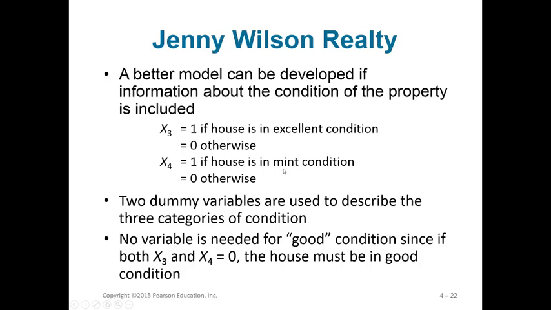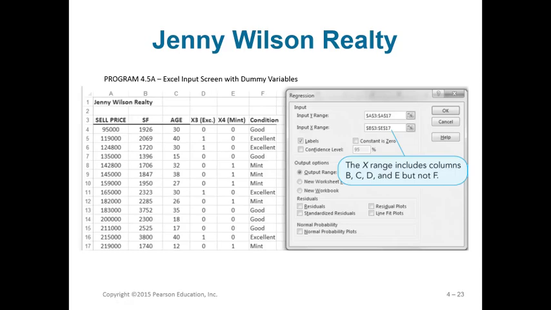Well, because sometimes excellent also is a good indicator. If a house is excellent, it's not necessarily mint condition. If it's mint condition, it's definitely in excellent condition. But you want to see the strength of either one of those relationships. Good is just a 0-0. So if it's good, it's going to get a 0-0. If it's excellent, it's going to get a 1 and a 0. And if it's in mint condition, it's going to get a 0 and a 1.